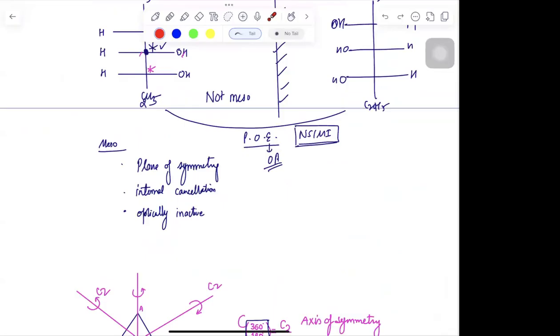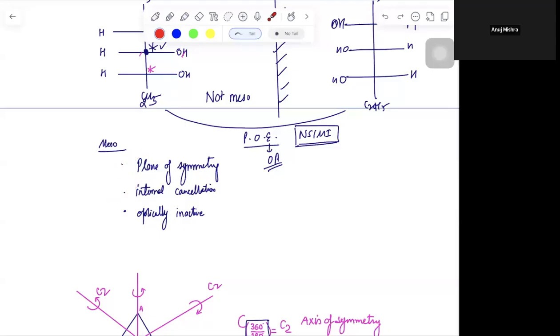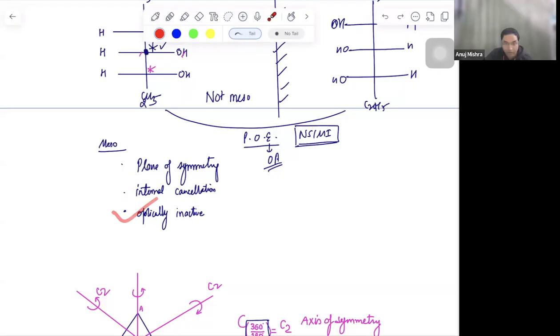So what is it that you have to look for in a meso? Number one, a plane of symmetry, internal cancellation, and an optically inactive structure. I repeat, a plane of symmetry, internal cancellation, and an optically inactive structure. You have to observe these three things. Okay.